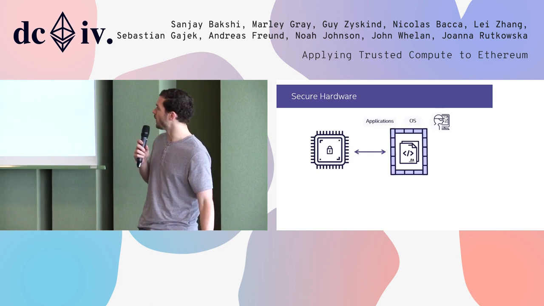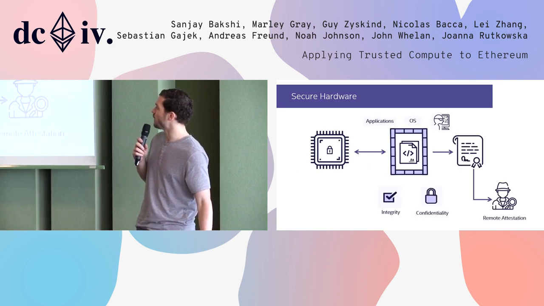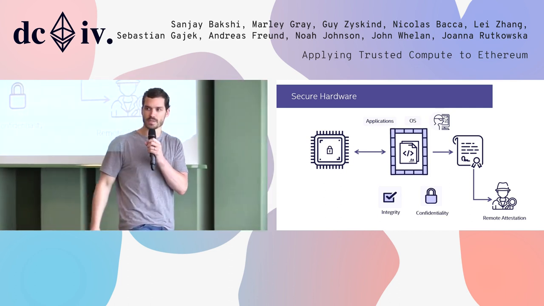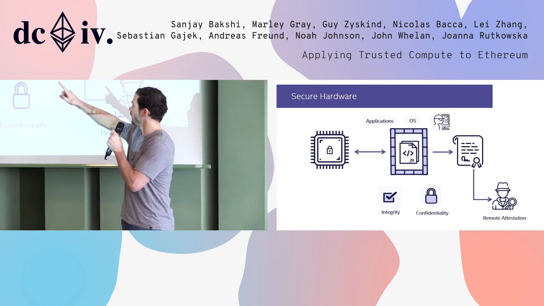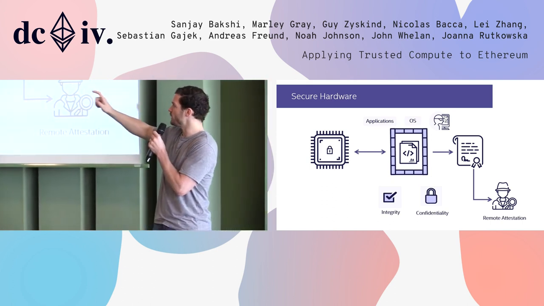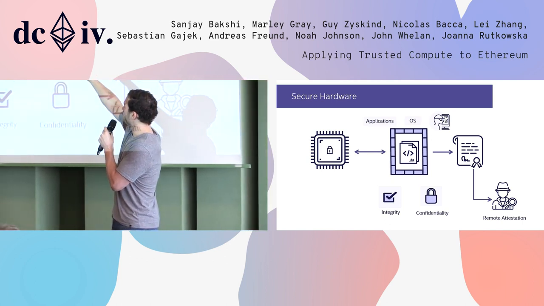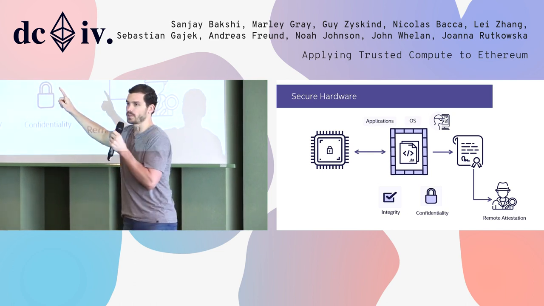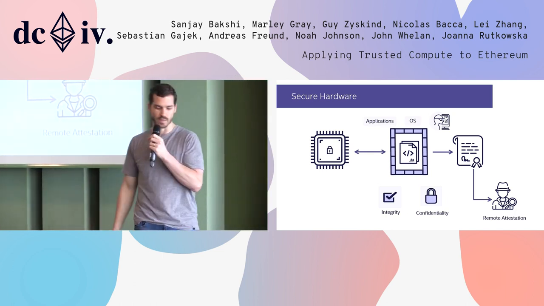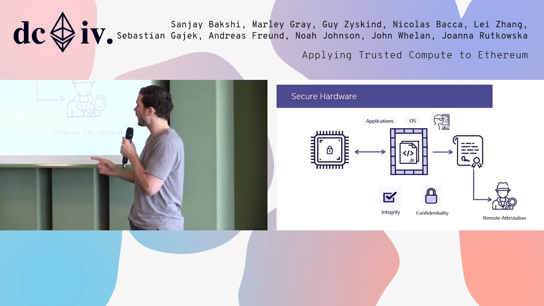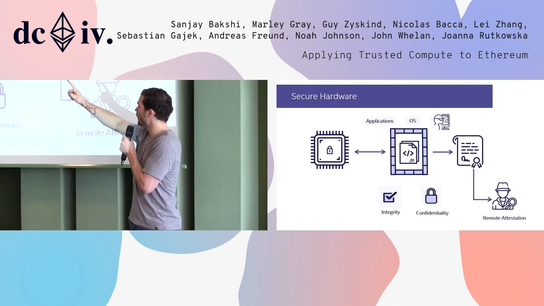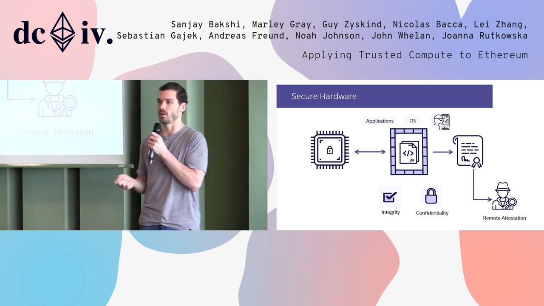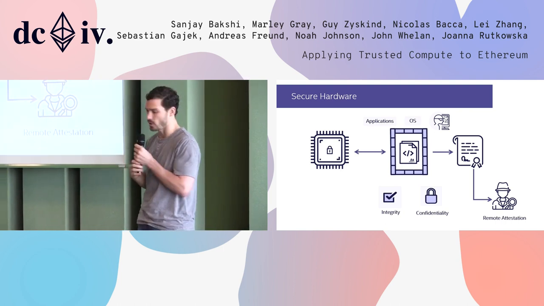If people aren't familiar with secure hardware, the basic properties provided by secure hardware are essentially that the hardware allows code to construct what's called a trusted execution environment in which you can put applications and data, and you have a guarantee that nobody else on the machine, the applications, the operating system, even the user, is actually able to view or tamper with the contents of this trusted execution environment. So this provides both integrity and confidentiality, and also allows the hardware to generate a certificate that can be verified by a remote party to prove that the hardware is genuine and the right code is running.